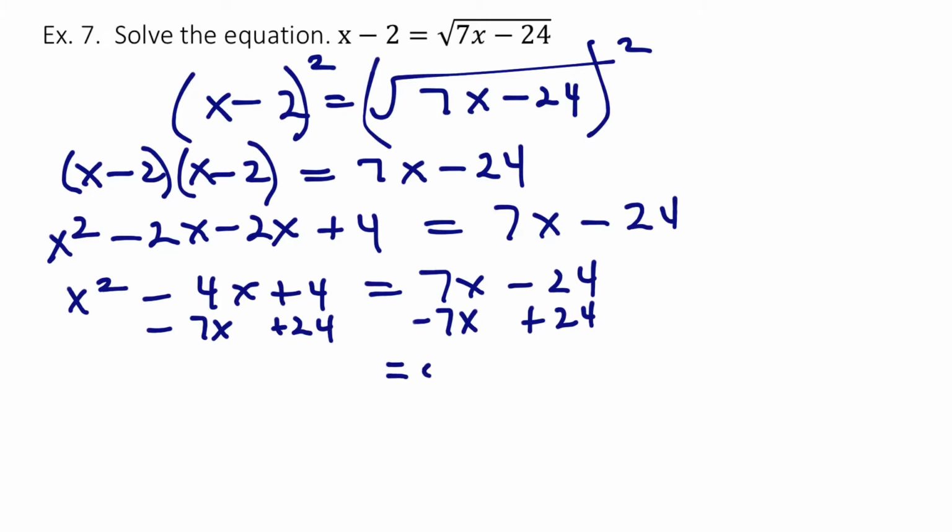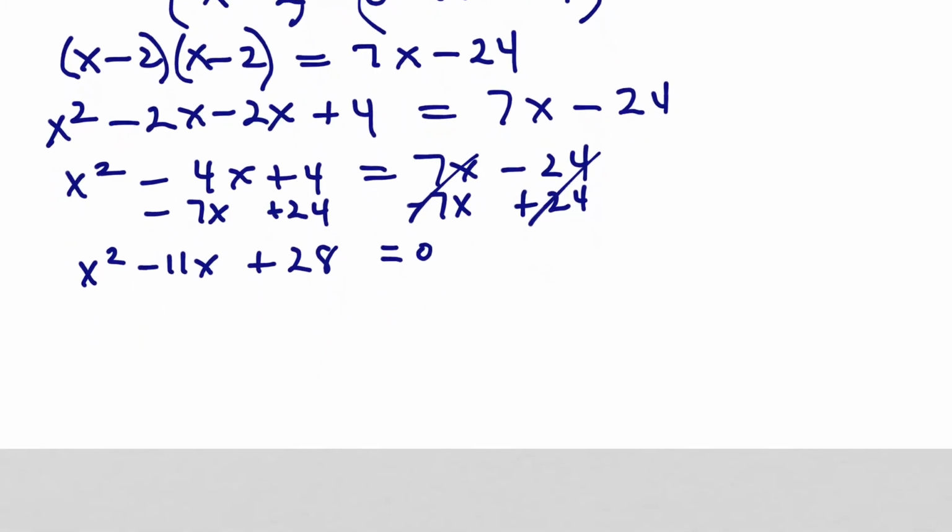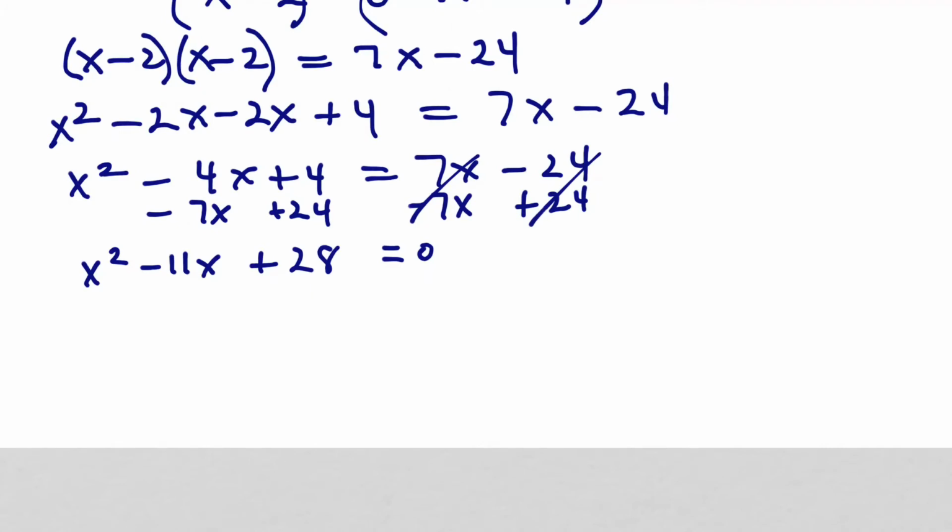So I'll have a 0 here on the right. So I'll have x squared minus 11x plus 28 is equal to 0. Right, now I want to see if I can factor that, or else I'm going to use the quadratic formula. So I have 1 times 28. I want to find the two numbers that may work.